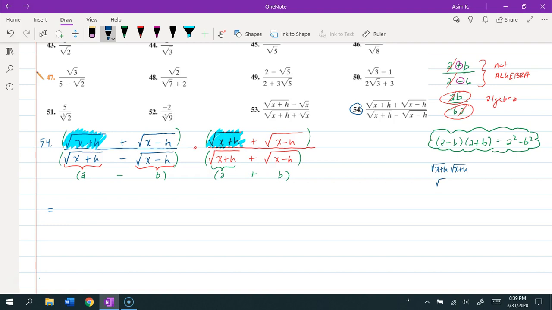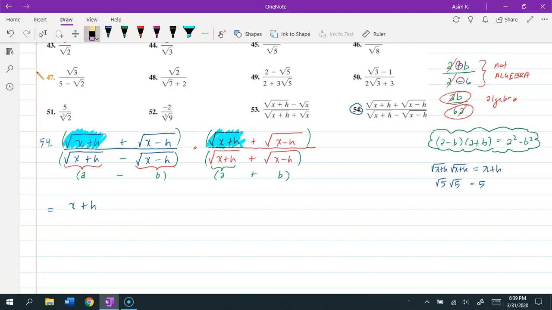Think of it this way. Back when you had the root of 5 and the root of 5, what did you used to say the answer was? 5, right? So what's the root of x plus h times the root of x plus h? It should still just be x plus h. So the top is going to become x plus h.